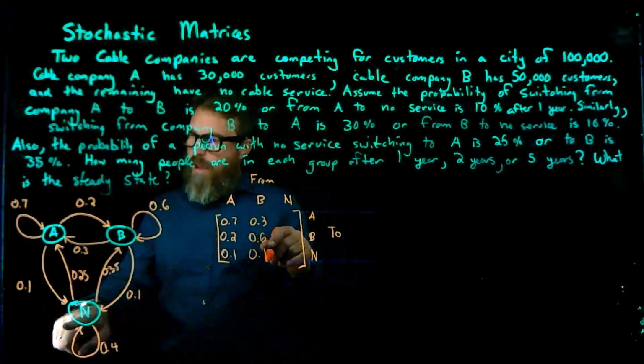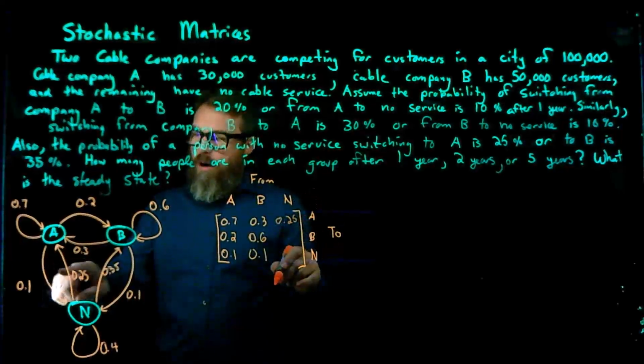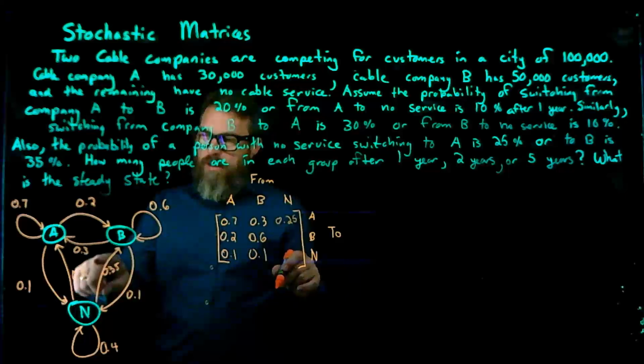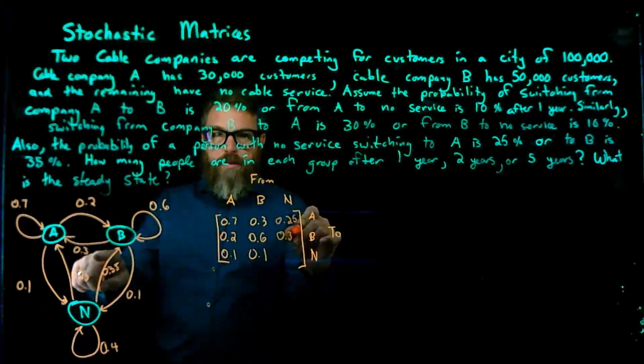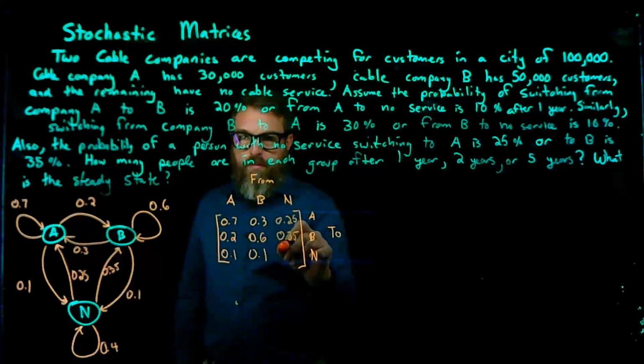service to A is going to be 0.25. Now, no service to B is going to be 0.35. And finally, no service to itself is going to be equal to 0.4.